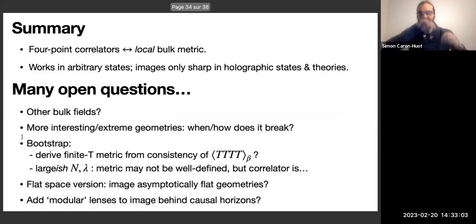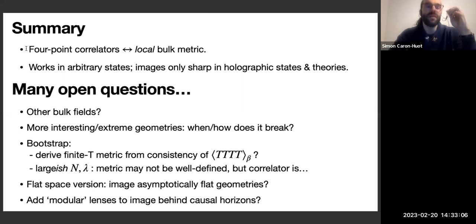Okay. So the main message is that from 4-point correlators, you can easily read off what the bulk metric is, and this works in an arbitrary holographic state. If the state is not holographic or the theory is not holographic, then this experiment would just give you a blurry image. So you get a metric only when there is one. We haven't done much with it yet.